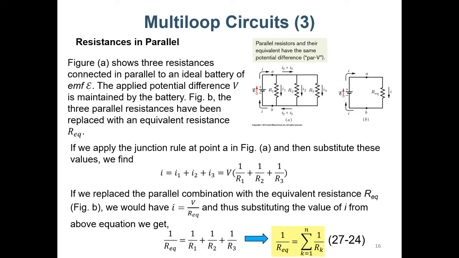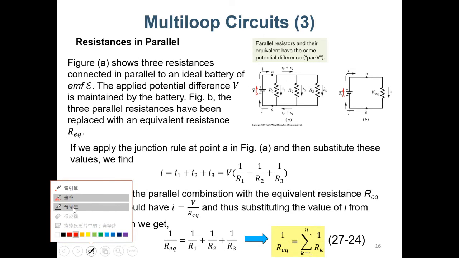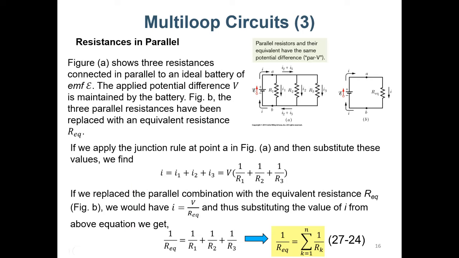So the next is resistance in parallel. This figure has 3 resistors in parallel. And similar to resistors in series, we want to change this part with an equivalent resistance. As long as we put all of them in a black box, we cannot distinguish this one and that one. Then we'll say that they are equivalent.